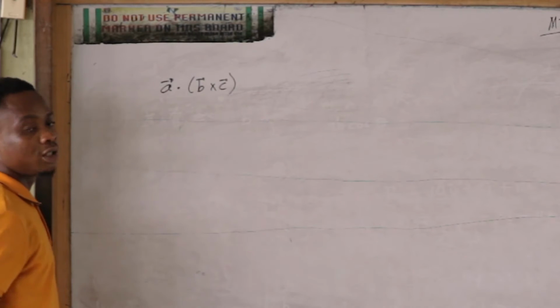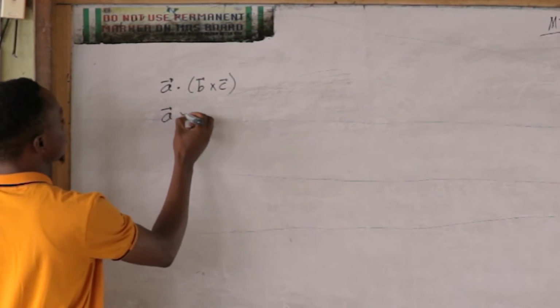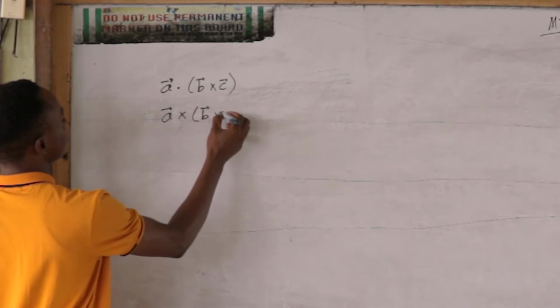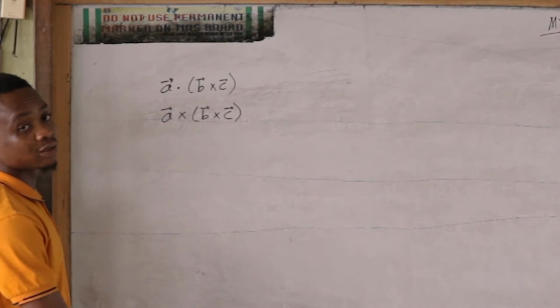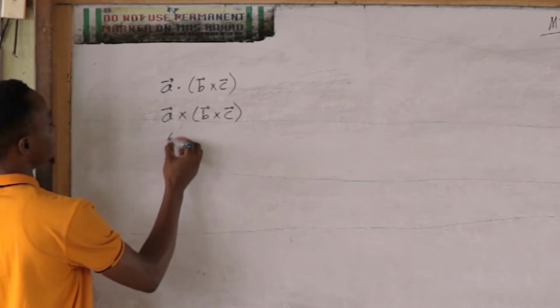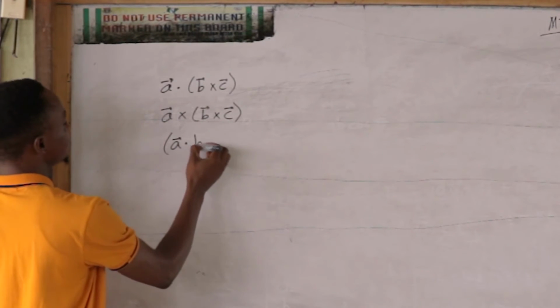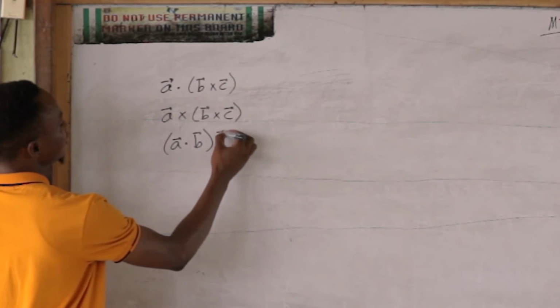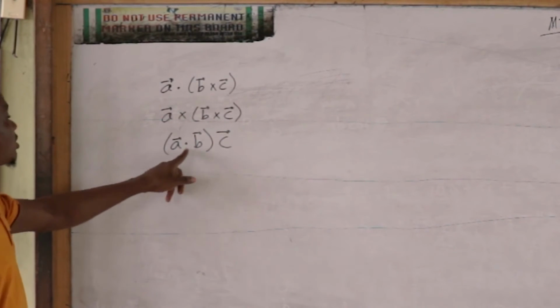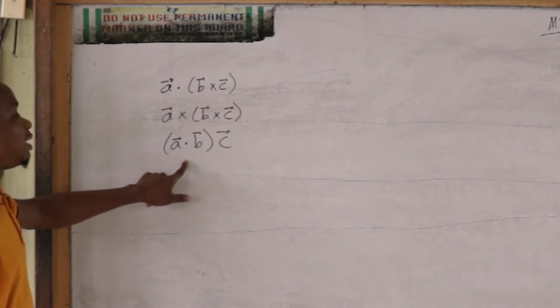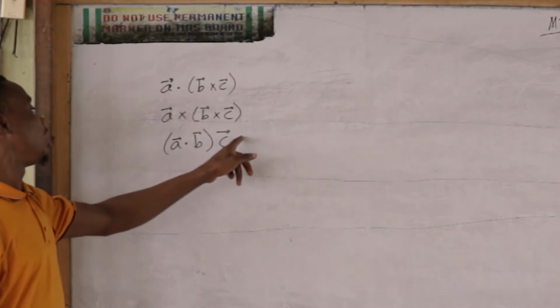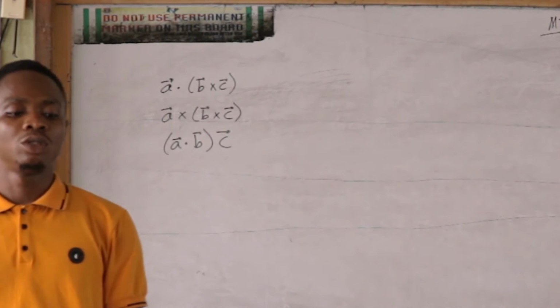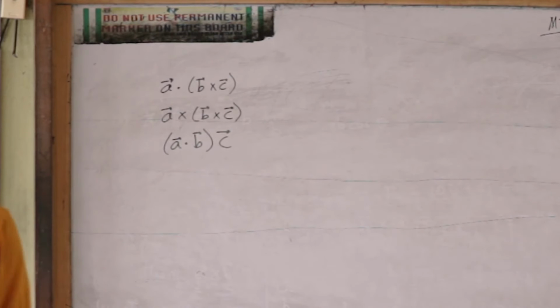Does it make sense to you? I can also do something like A cross B cross C. Why can I do this? This is a vector and this is a vector. Does that make sense to you? Okay. I can also have something like A dot B multiplying C. Does this make sense to you? A dot B is a scalar. So basically, I'm multiplying vector C by a scalar. Is it clear? So all these are reasonable operations that I can carry out on the vectors A, B, and C. Does it make sense to you?